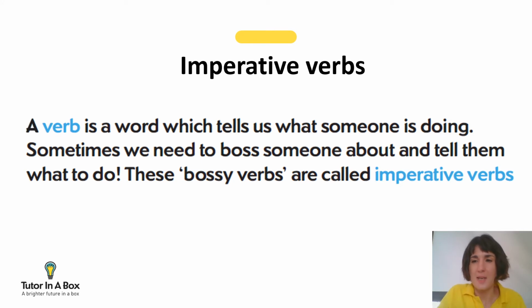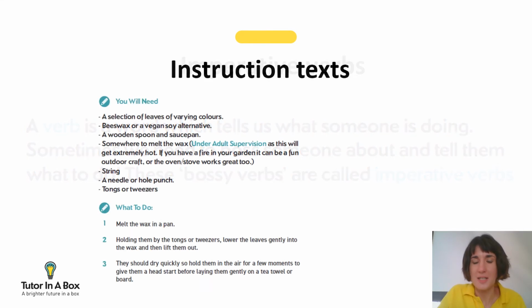So let's think about where we find imperative verbs. Well, we always find them in instruction texts. So when you're following a set of instructions, it could be a recipe, it could be that you're doing some baking, or it could be a set of instructions to tell you how to make something, like this example here, which tells you what you will need and what to do to make a leaf garland. So we're going to look at that in a bit more detail.